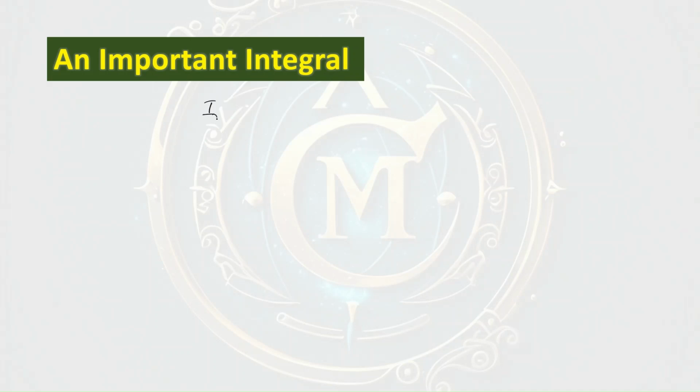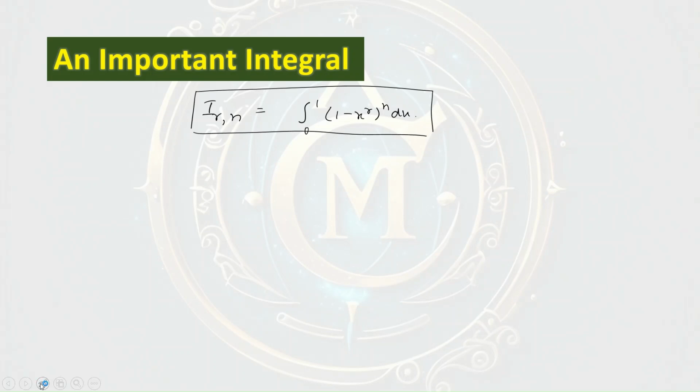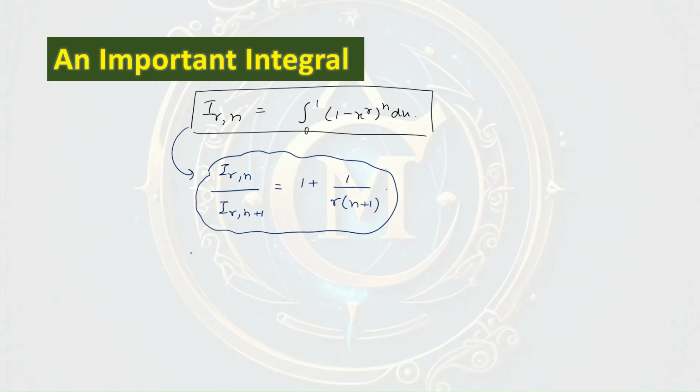So the integral is I of r comma n is equal to integral 0 to 1 of (1 minus x to the power r) whole to the power n dx. If I of r comma n is this, then you should remember that I of r comma n divided by I of r comma n plus 1 is equal to 1 plus 1 divided by r into n plus 1. You have to remember this formula.